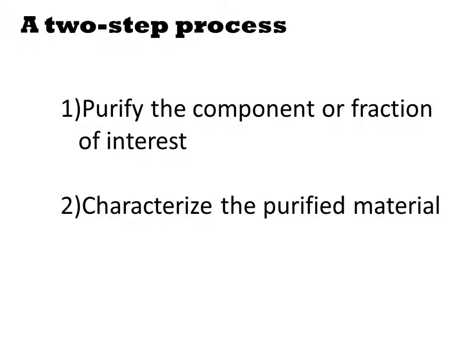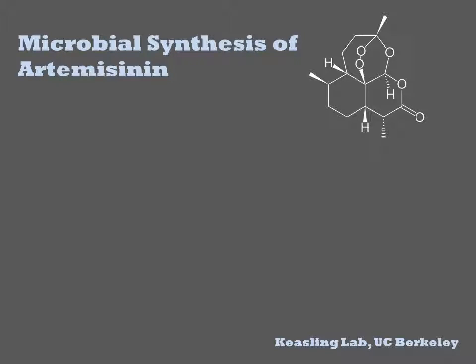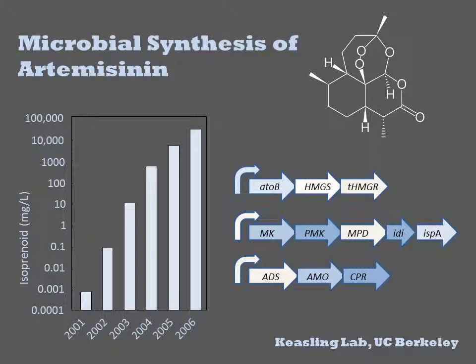In all cases, a product study involves first purifying the component of interest from the cells and then characterizing the purified material using some appropriate analytical instrument. Let's start with an example. The Kiesling lab in Amherst performed a well-known project in which they optimized production of amorphadiene, a precursor to the anti-malarial drug artemisinin. Their experiment involved variant biosynthetic pathways and strain modifications, and in each case they need to quantify how much chemical each strain produces.